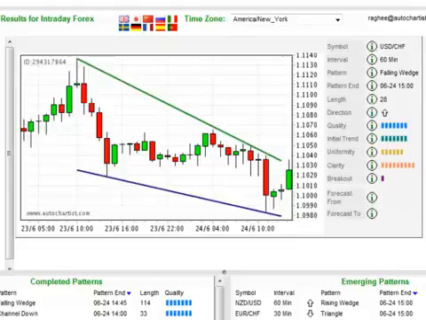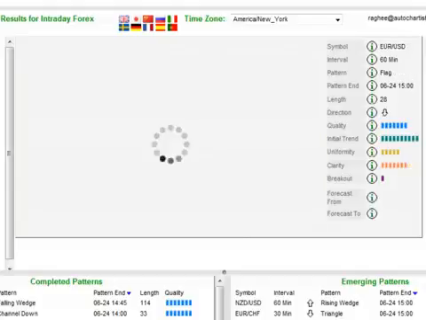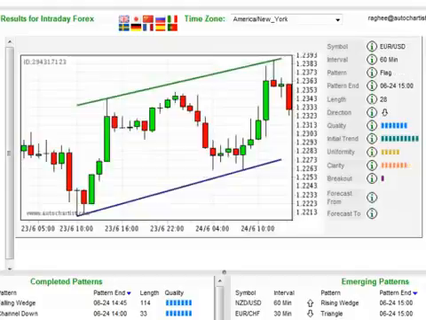Let's use another example. And this time we'll take a look at the flag. Now, a flag is a pattern that can be traded in both a trending and non-trending environment. Looking at this flag on the 60-minute chart of the Euro US dollar, notice the maximum initial trend reading.